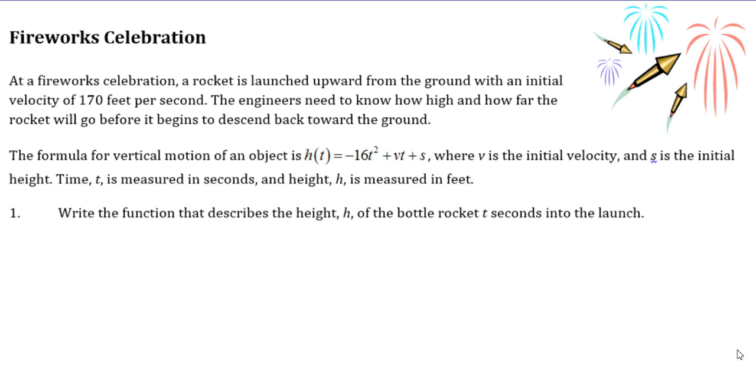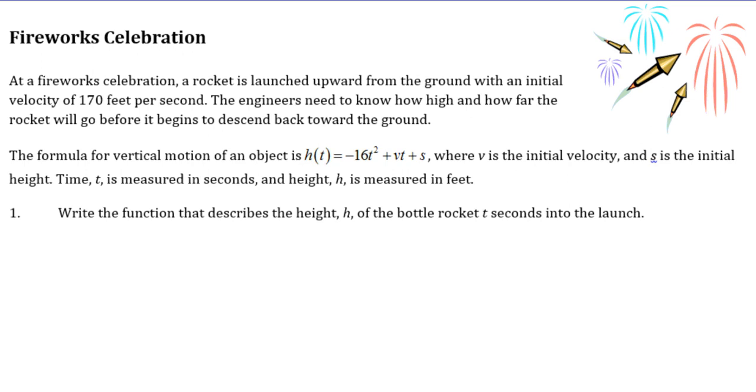Time, represented by t, is measured in seconds, and height, represented by h, is measured in feet. What we want to do is write a function that describes the height of the bottle rocket t seconds into the launch. So what do we know about the problem?